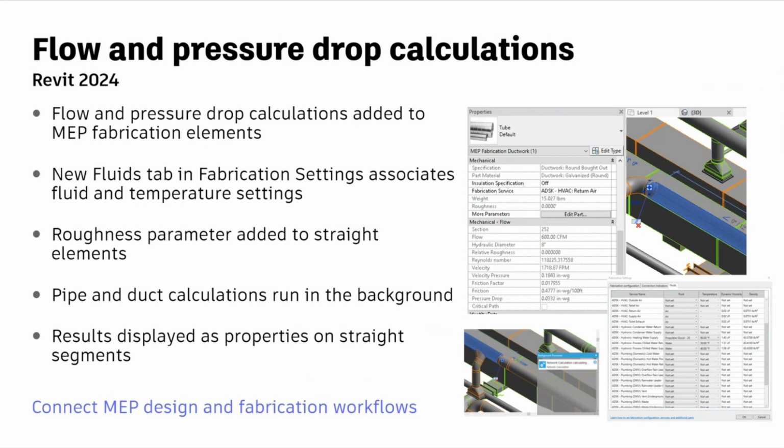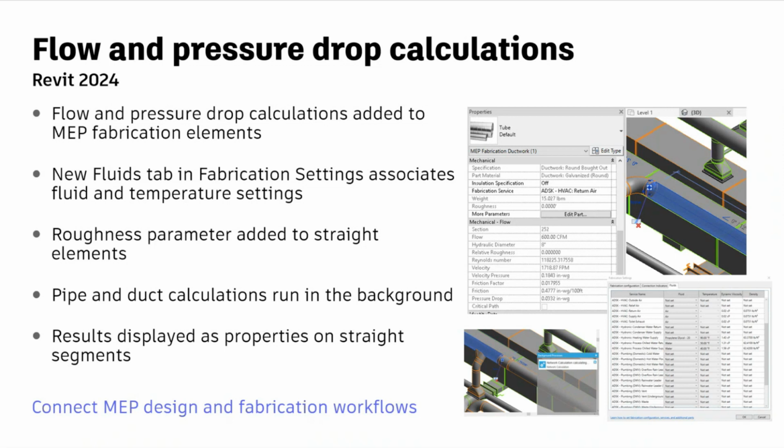If we're looking at the calculations for pressure, flow, liquid, and air running down pipes or ductwork, connecting the design and detail process for mechanical systems, the flow and pressure drop calculations have now been added to the fabrication elements. You can use the fluids tab in the fabrication settings dialog to specify a fluid and a temperature for each fabrication service.